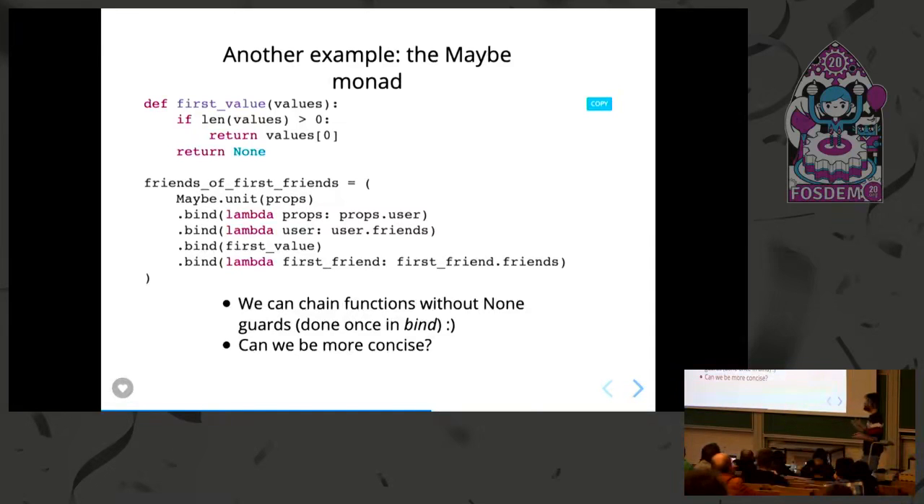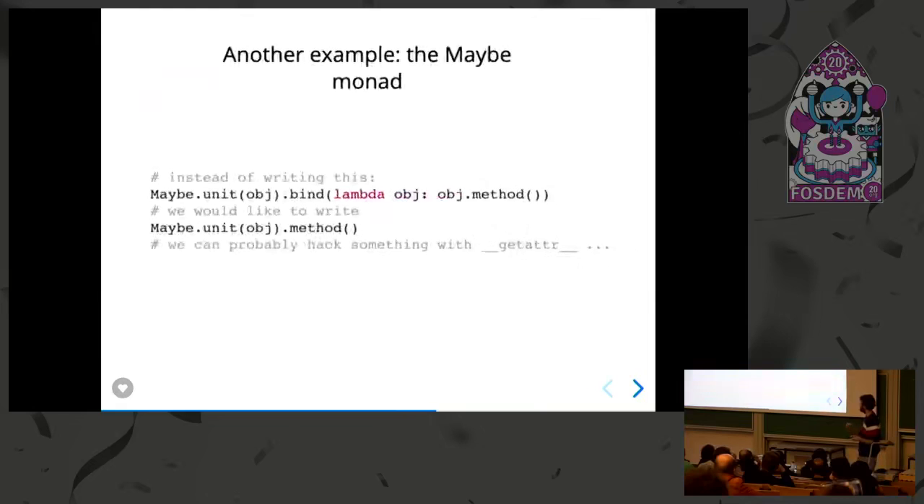Is there a way that we can be more concise? And yes, we can, by using the dynamics of Python. So very quickly, because I think I'm lacking time. Oh, okay, cool. So the idea is that instead of doing bind of lambda obj.method, what I really want to do is maybe unit.method. This could be more compact.